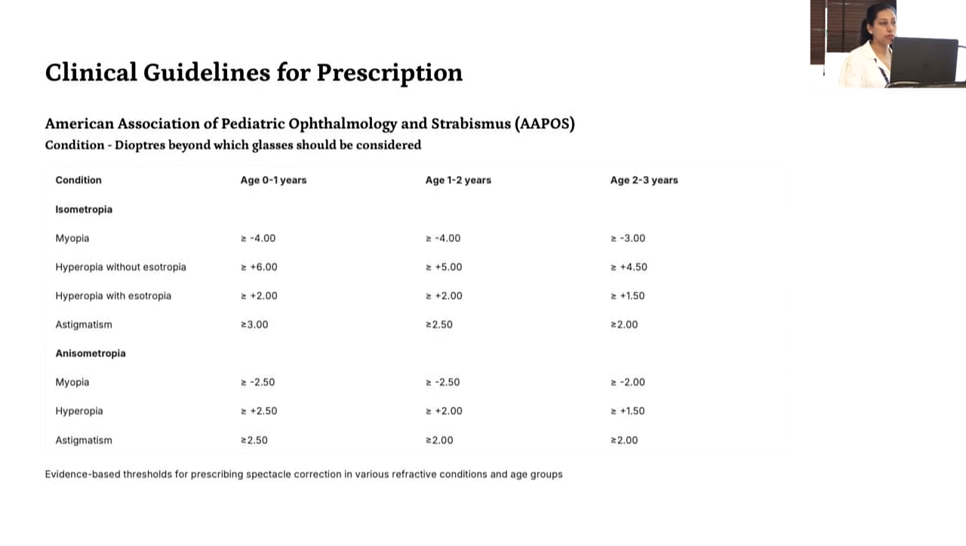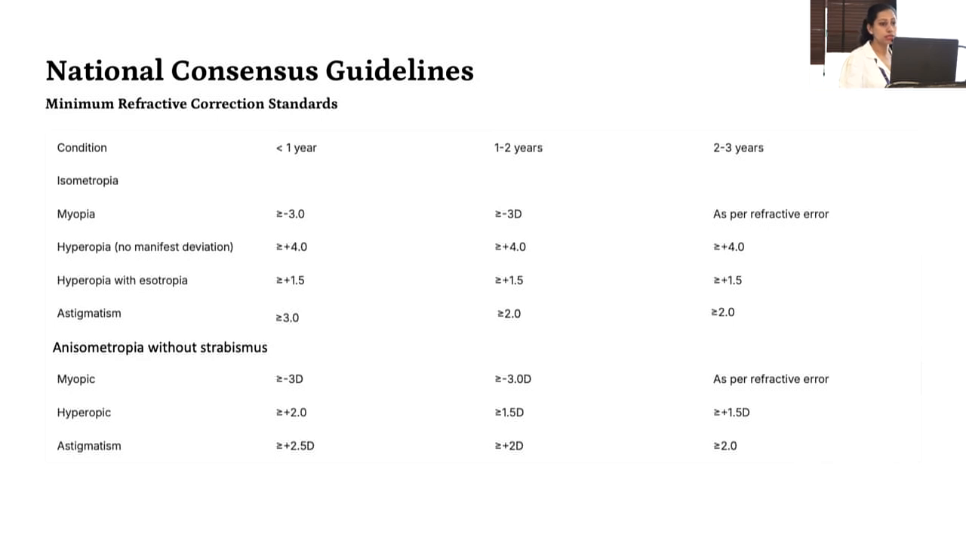You can wait till +6 diopters, but if it is with esotropia, it has to be corrected even if the value is +2 diopters in an infant. Astigmatism also has certain values followed by like 3, more than 3, more than or equal to 2.5, and more than or equal to 2 in the respective age groups. So this is a national consensus guidelines for correction.